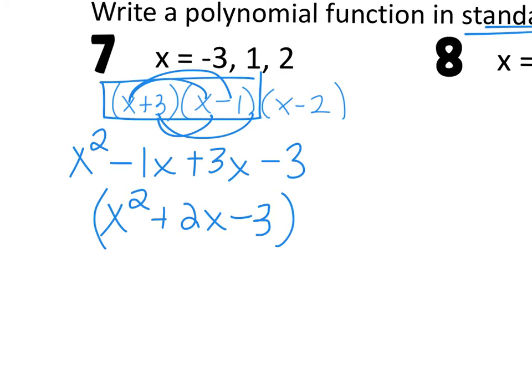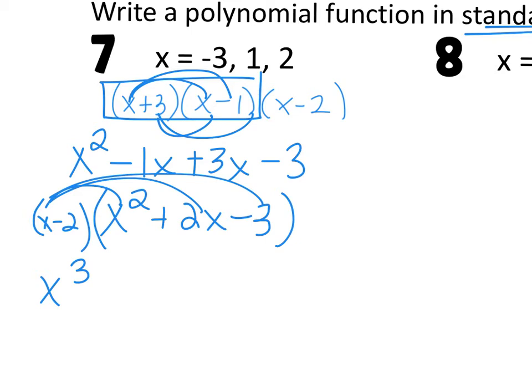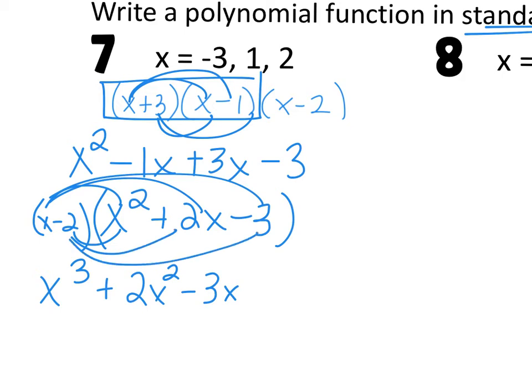And now I'm going to take the x minus 2 from the beginning, and I'm going to put it in front. So I'm going to distribute the x to everything. That's going to give me x cubed, because we're dealing with cubics. Then x times 2x is 2x squared. And x times -3 is -3x. Now I'm going to multiply the -2 by all three things. And I'm going to get -2x squared, -4x and positive 6.